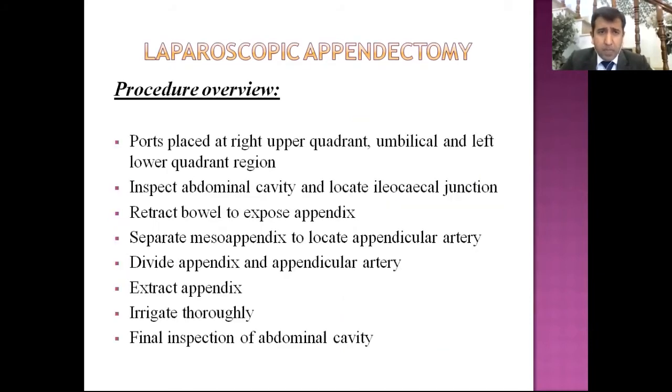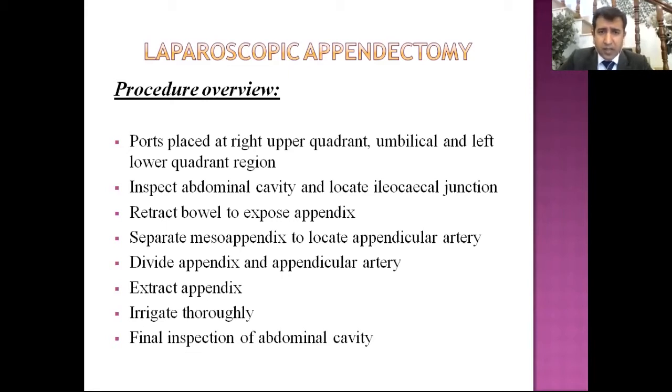Laparoscopic procedure overview. Ports are placed at the right upper quadrant and left lower quadrant regions, as I just showed in the previous slide. After entering the abdominal cavity, first you inspect the ileocecal junction. Because you are doing laparoscopy, you have the advantage that you can see the whole abdominal cavity and rule out other possibilities or incidental findings easily. So inspect the whole abdominal cavity, retract bowel to expose the appendix. Believe you me, when you start laparoscopic appendectomy, you will not like open appendectomy, because seeing and finding the appendix is easy. In the open procedure, sometimes we don't find it easy. But in laparoscopy, the whole abdomen is open to you with a small hole.